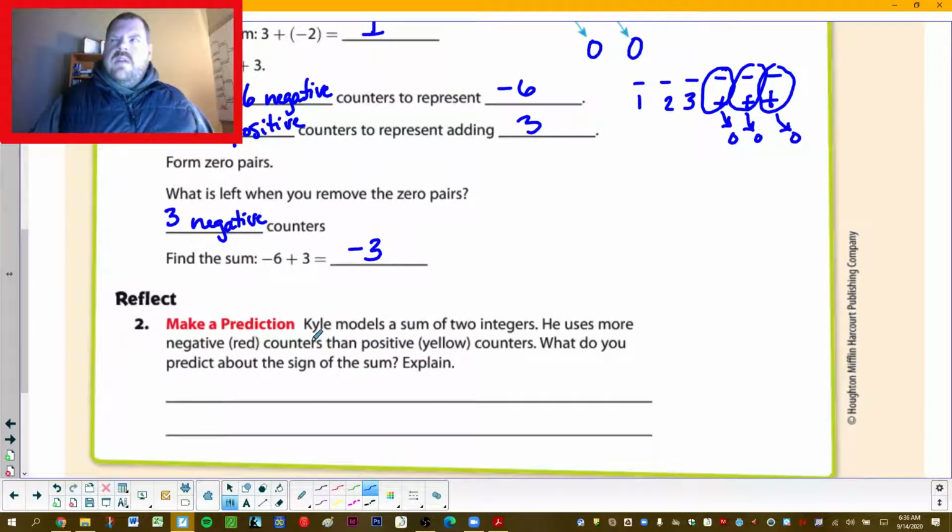All right, so now for a really important step, a really big key piece that's going to help you find answers to a lot of other problems. We're given this scenario where Kyle models the sum of 2 integers, and they're positives and negatives. He uses more negative counters, or red counters that they used in the picture. I used minus signs. So he uses more minus signs than positive signs. What do you predict about the sign of the sum? So is our value going to be positive or negative when we find our answer? And they want us to explain that. So go ahead and think about that for a second.